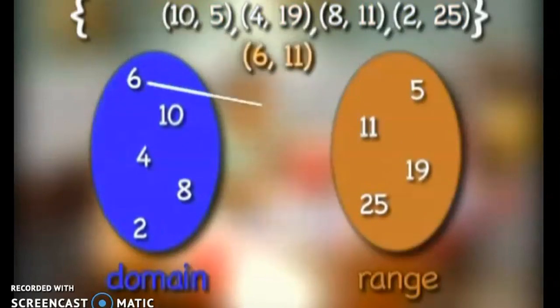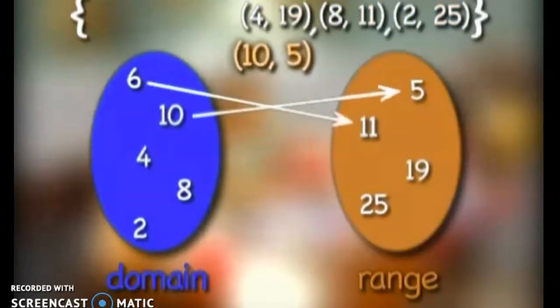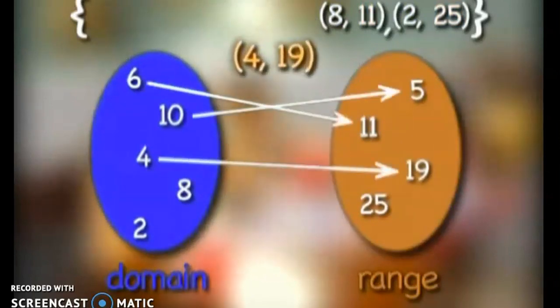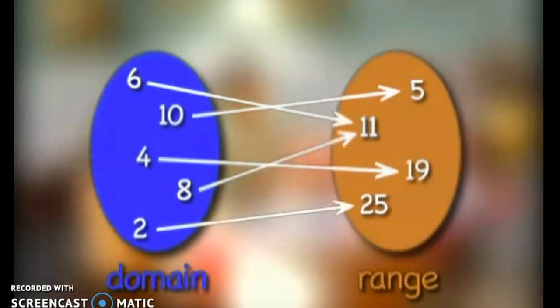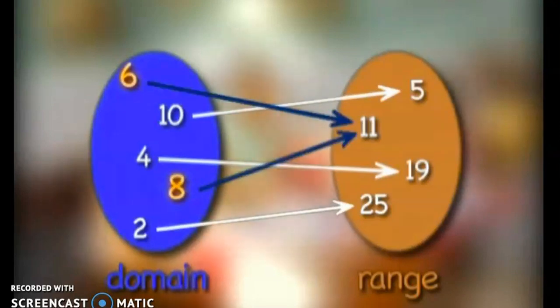This is our relation written as ordered pairs. The first members of the pairs form the domain. The second members of the pairs form the range. Then, arrows are used to show how each element of the domain is paired with an element of the range. Our mapping is complete. Notice that there are 2 domain elements paired with 11 in the range.